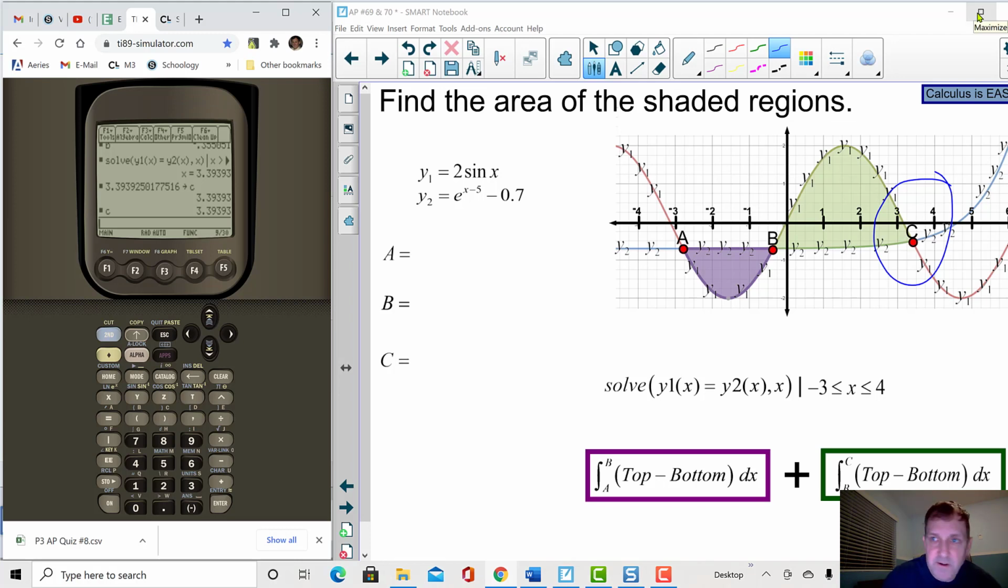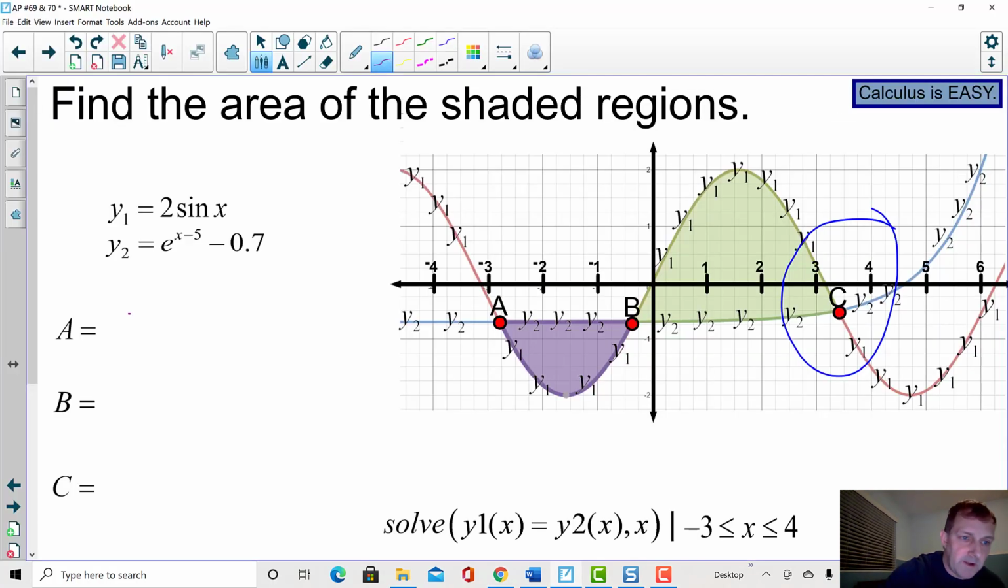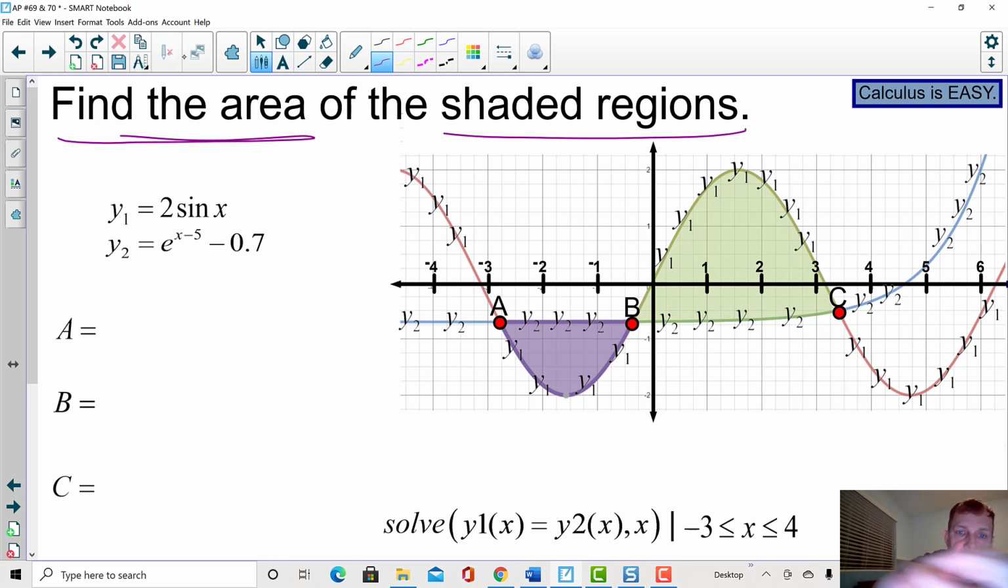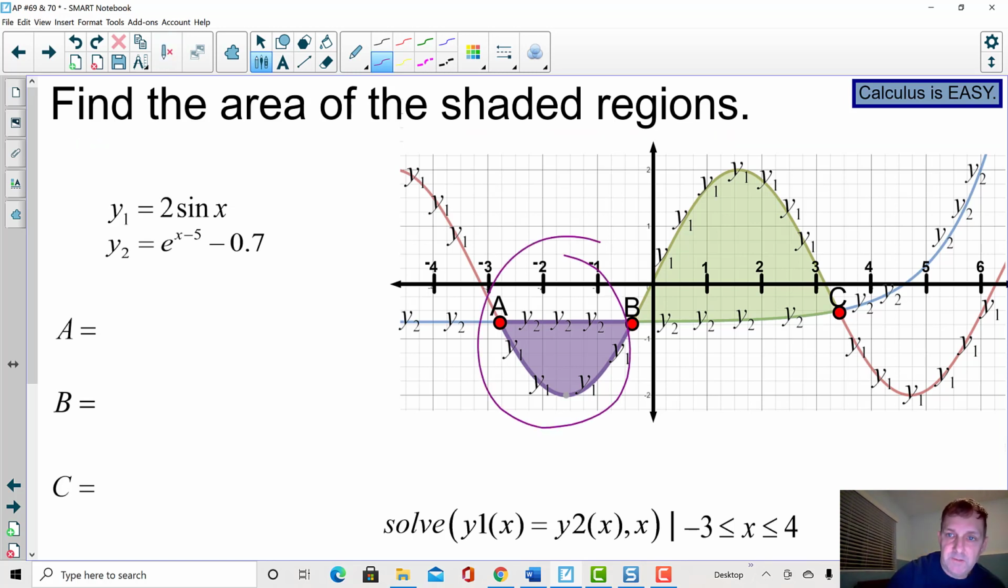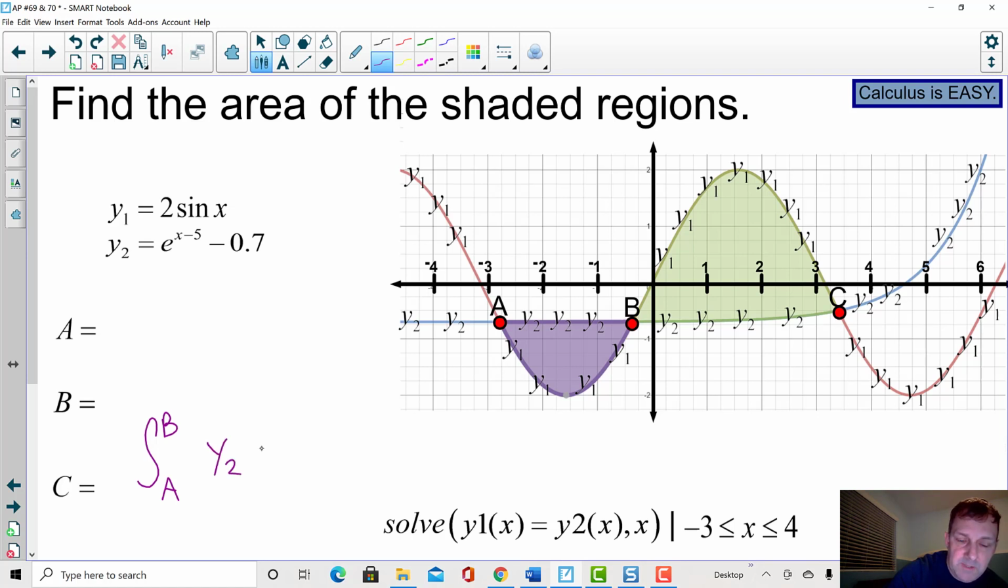We'll come back to the calculator in just a second. Now I'm not going to write down my A, B, and C because they're stored in my calculator, but we're supposed to find the area of the shaded region. So we need the area of the purple one plus the area of the green one. The area of the purple is going to be the integral from A to B, and then it's going to be y2 minus y1 because it has to be the top function minus the bottom function.